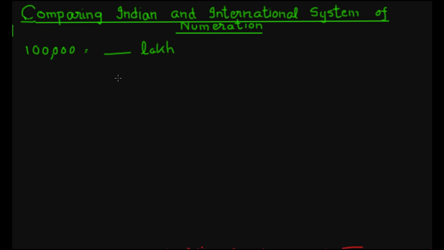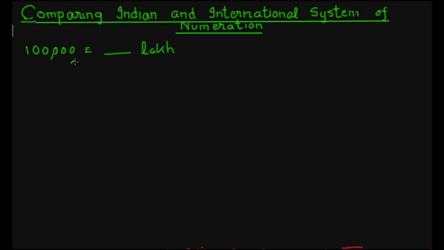So this 100,000 is equal to how many? This number falls under the international system and this falls under the Indian system. How do I compare both international and Indian? So I just said, not a problem at all. This is the way you do it.